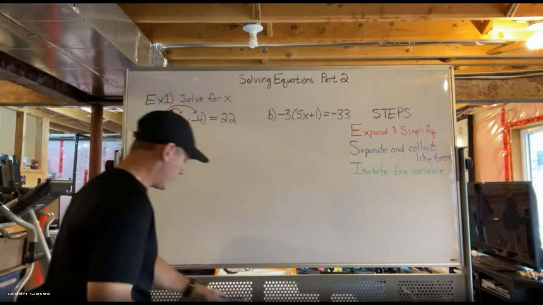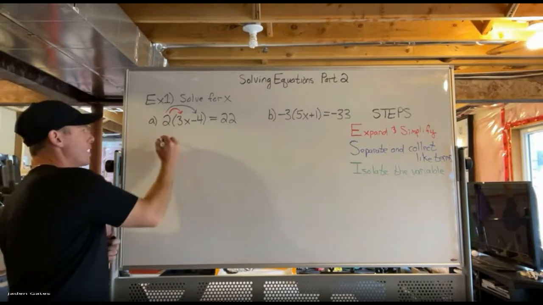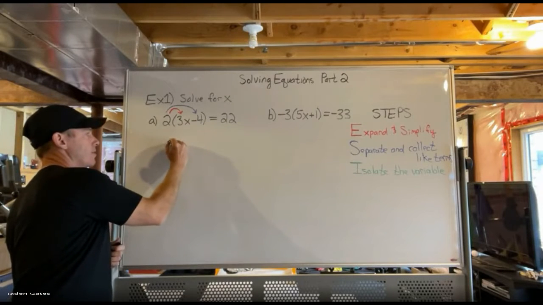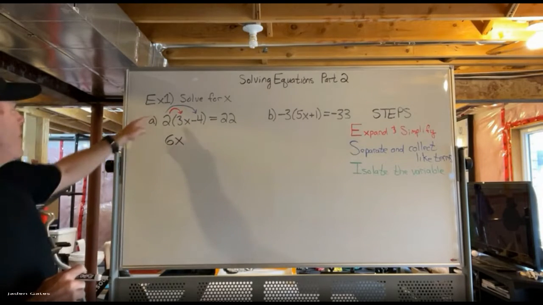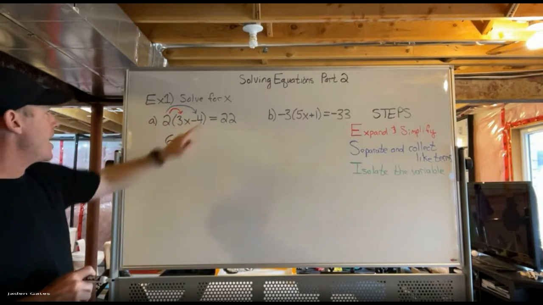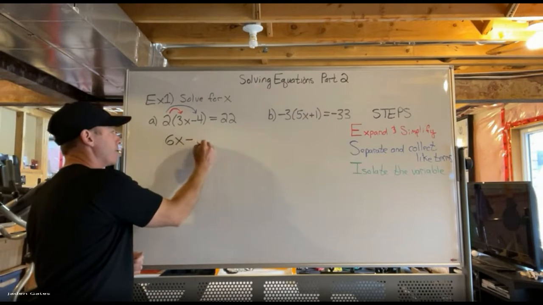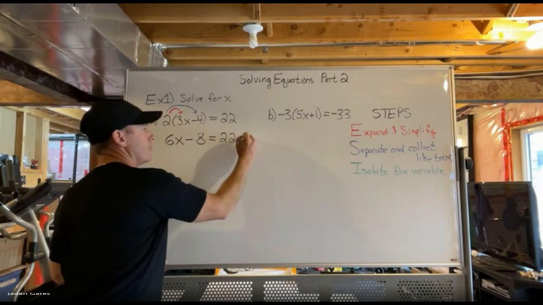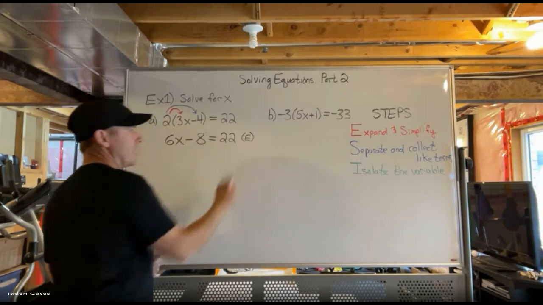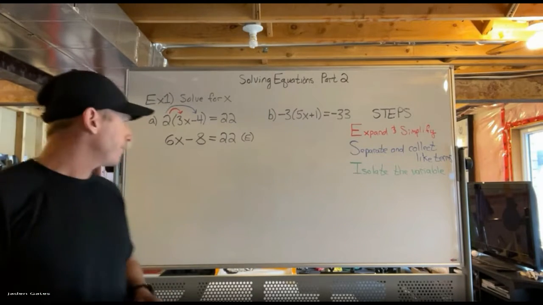All right, so here we go. 2 times 3x, well, 2 times 3 is 6, and then there's an x. Then I have 2 times a negative 4, and so that's going to be negative 8. And that is equal to 22. So that's where I just did the E. I expanded out again using my rainbow rule.